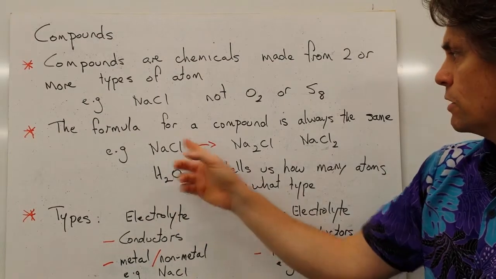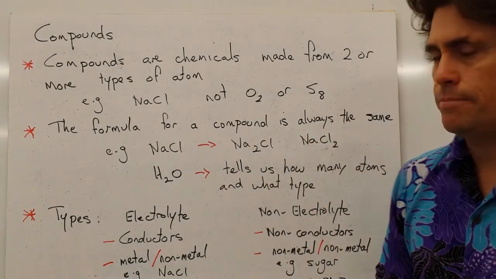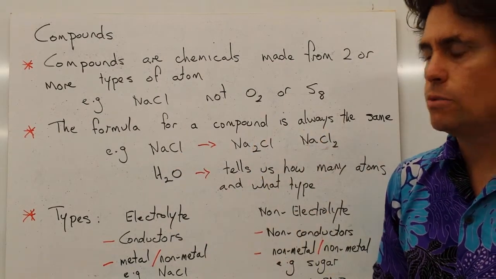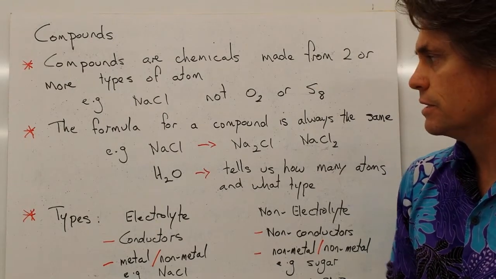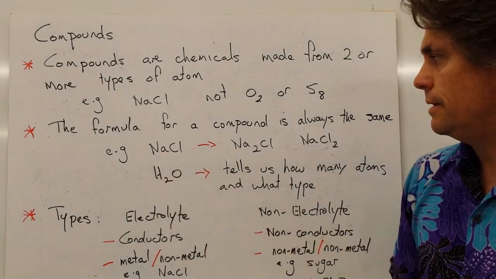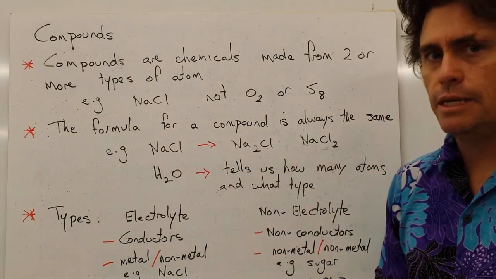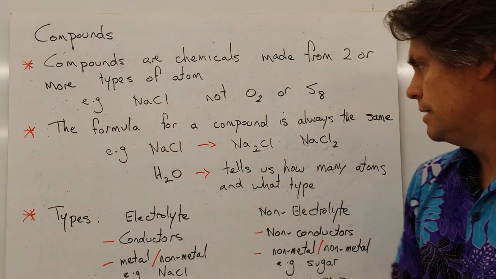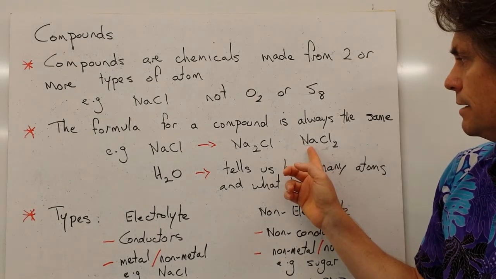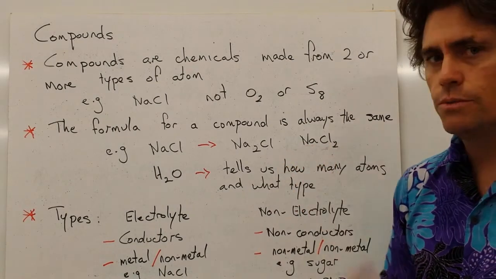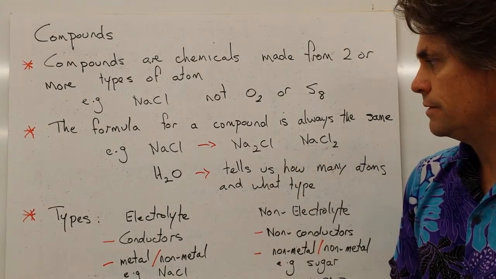Now the formula for a compound is always the same. So if we're representing sodium chloride or table salt, it's always NaCl. We never represent it as Na2Cl because that's a different type of compound. Similarly, we don't make it NaCl2 because once again that's a different type of compound.